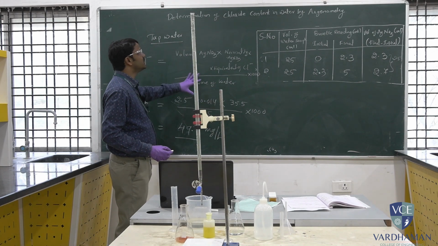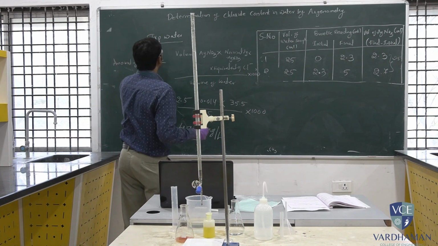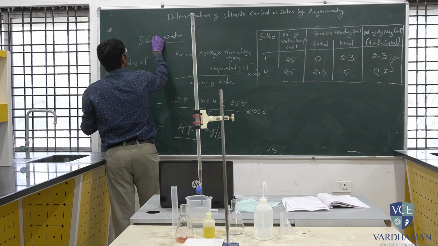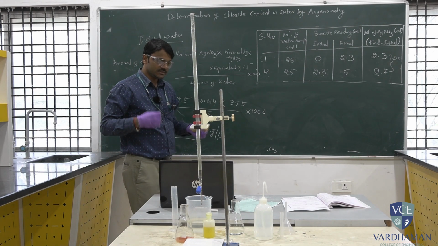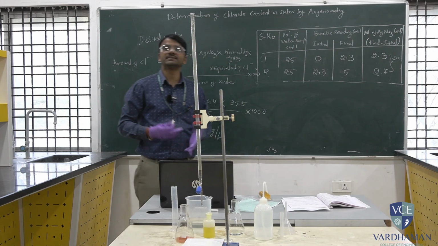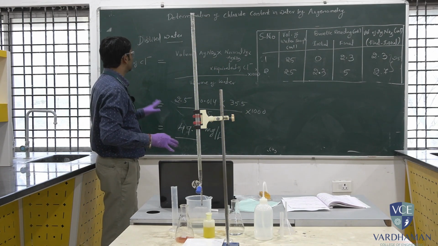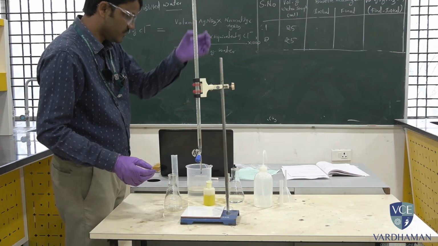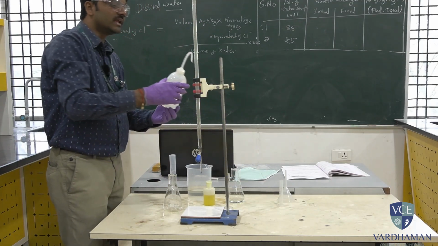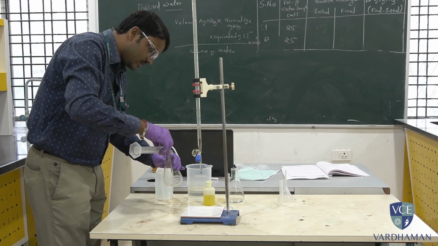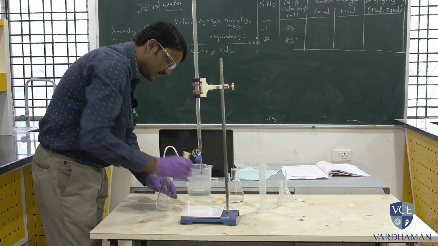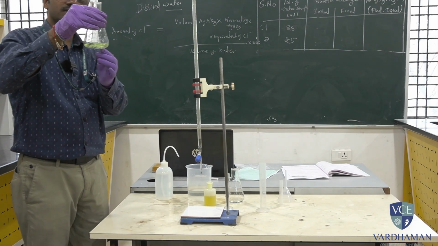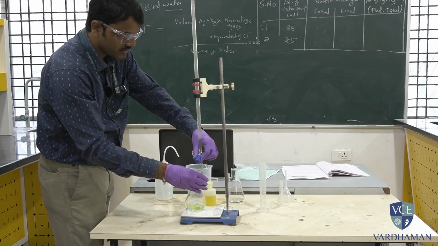Now the same experiment we can do with distilled water. In place of tap water we will use distilled water. Distilled water means some amounts of ions are removed by certain methods, right? Now the same thing is repeated with distilled water. Take 25 ml of distilled water into a conical flask and add a few drops of indicator. You see, the distilled water also has the same color because of the indicator.